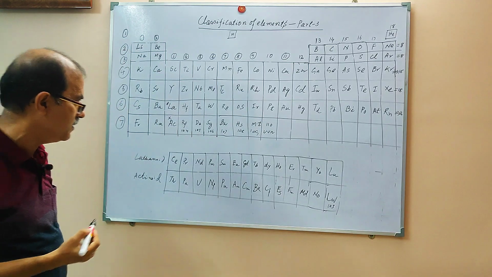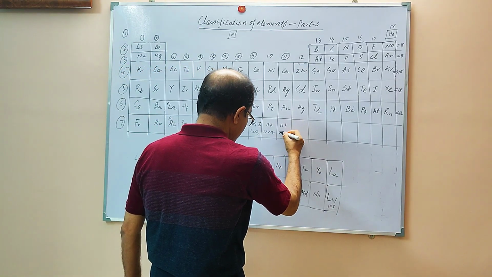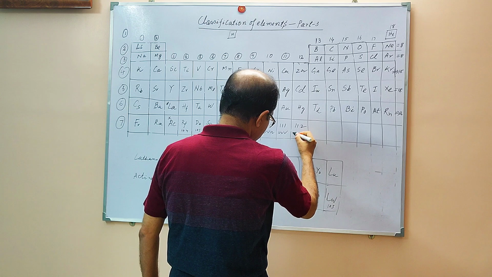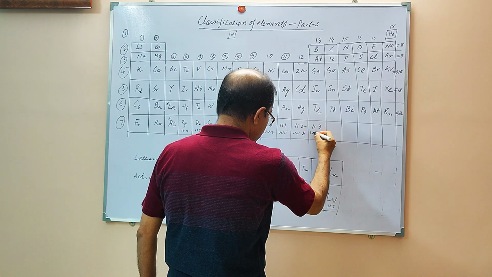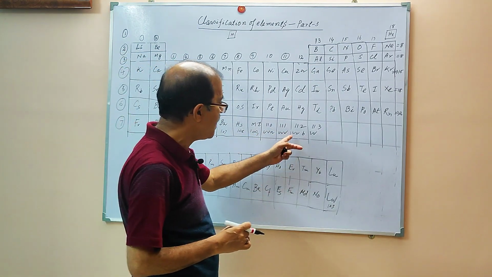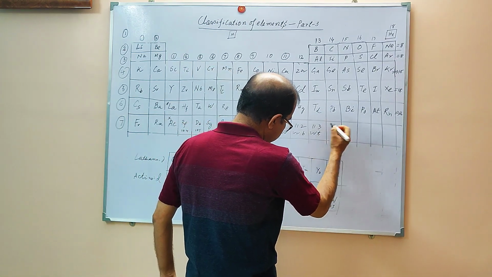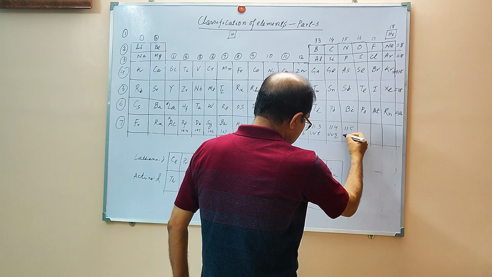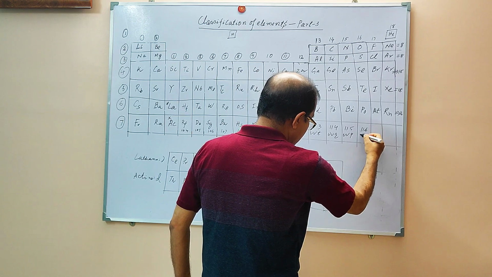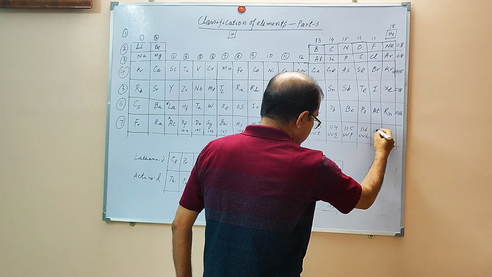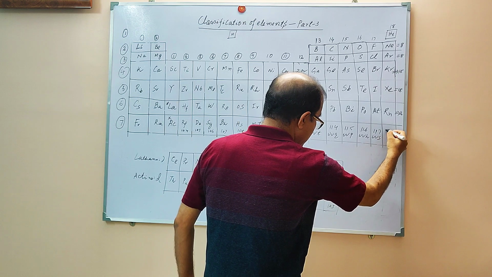This is basically the IUPAC nomenclature of the element. 111 Uuu, 112 Uub, 113 Uut. This name, ununtrium. Then ununquadium, then ununpentium, then ununhexium, then this is 117 ununseptium, and this is 118, the last element, ununoctium.